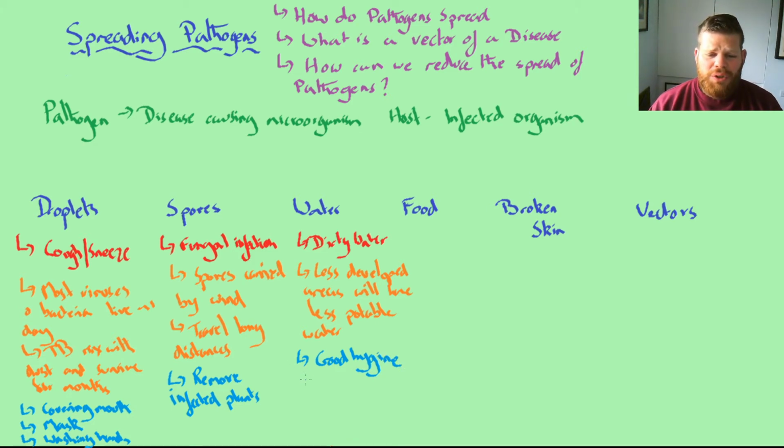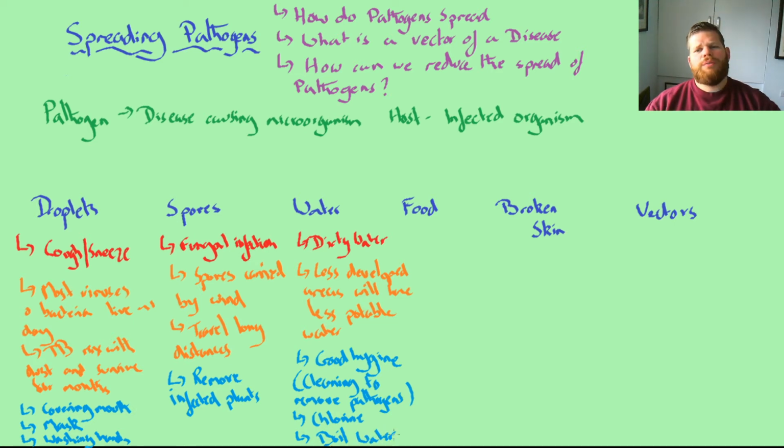What do we mean by good hygiene? Well, good hygiene just means cleaning to remove pathogens. So, other things that we can do to that water is we can treat the water with chlorine, or we could even boil the water. But essentially you need to have a good system of water purification to make sure that that dirty water isn't what is being taken into the mouth.